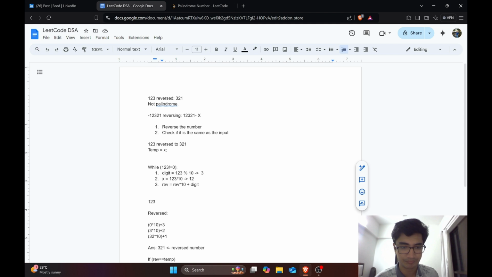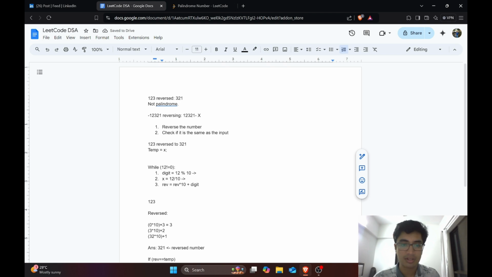Look at this over here. 0 is currently the reverse number. 0 multiplied by 10 is 0, plus 3, it is 3. This is the result in the first iteration. The second iteration now: while x is not equal to 0, x is 12 now, right? x is 12 in this current iteration.